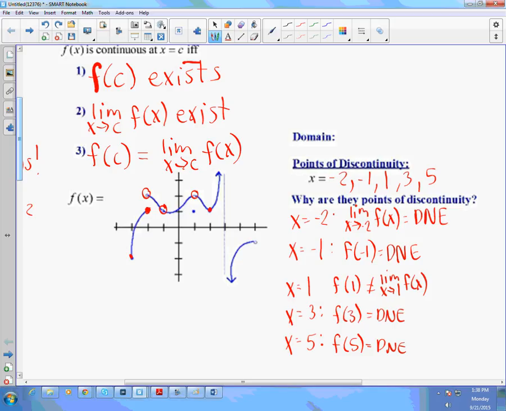Writing the domain in interval notation for the domain of this discontinuous function. The domain's actually up here. Yeah, the domain's above that whole list we just did. Sorry, it wasn't very clear.